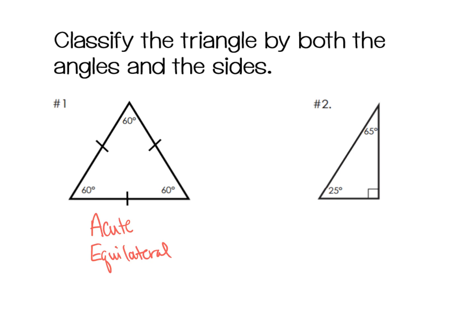On number 2, I do have a right angle, which means I have a right triangle. And the 3 sides are not marked. Sometimes they'll do something like this. They'll put 3 tick marks. Okay, if I have a 1 tick mark, a 2 tick mark, and a 3 tick mark, that means they're all different lengths. So this means that they would be scalene. So this is a right scalene triangle.